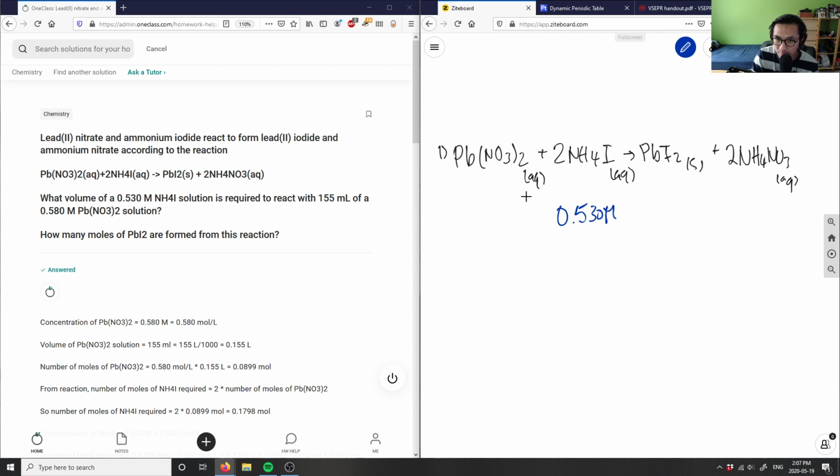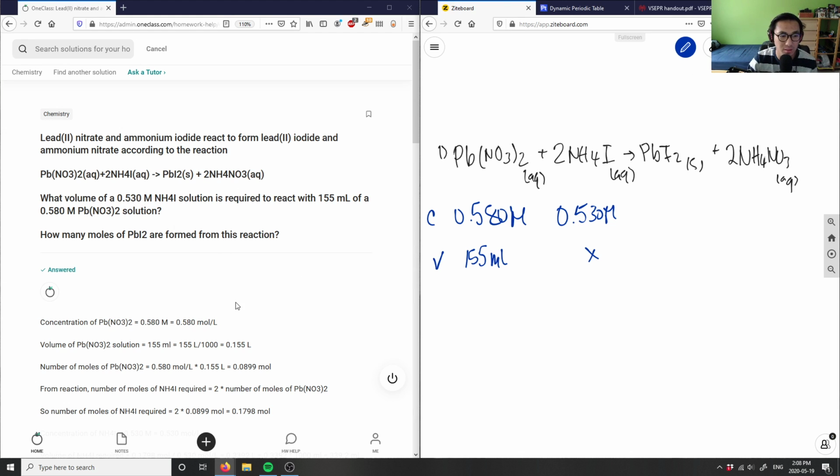This here is the concentration, C, and my lead nitrate solution is 0.580 molars, and I want 155 milliliters of that. I don't know the volume of the ammonium iodide solution, so I'm going to write it as X, and I want to solve for this volume first. That is part A, and part B is asking how many moles of lead iodide are formed in this reaction.